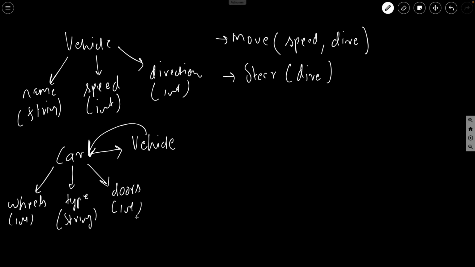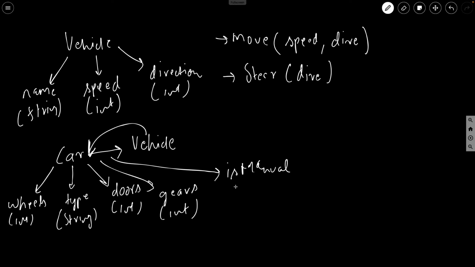Some cars have 2 doors, 3 doors, 5 doors, etc. And then the other thing that a car has is gears, the number of gears, and this value is also an integer. The next thing is whether the car is manual or automatic. So there should be a property called is manual, which is a boolean value. If it is true, then the car is manual, else the car is automatic. This is the thing about the car class.